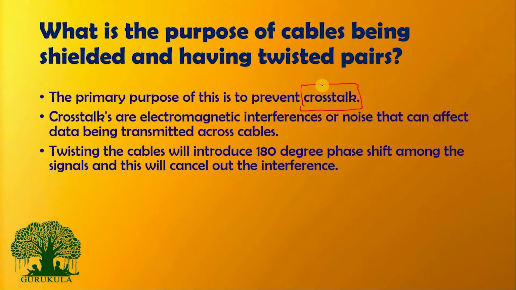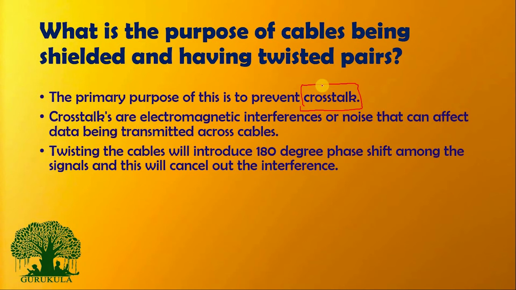So how does just twisting a pair of cables eliminate the crosstalk? There is no magic involved here. It is just science. So crosstalks are electromagnetic interferences or noise that can affect data being transmitted across the cables. So twisting the cables will actually introduce a 180 degree phase shift among the signals, and this will actually cancel out the interferences. So this is the basic science behind why we actually shield the cables or why we have the twist of pair of cables.